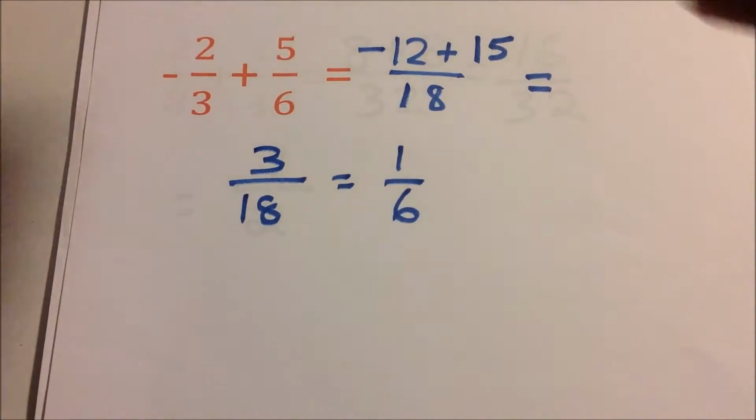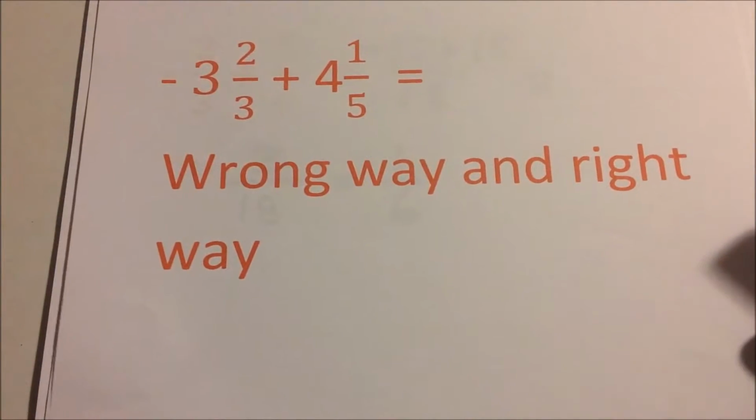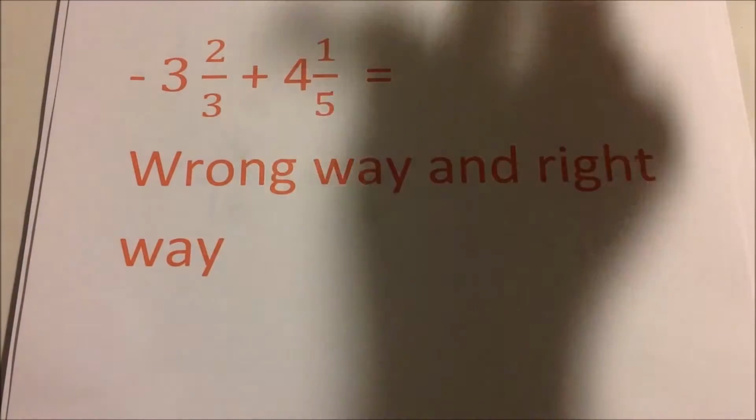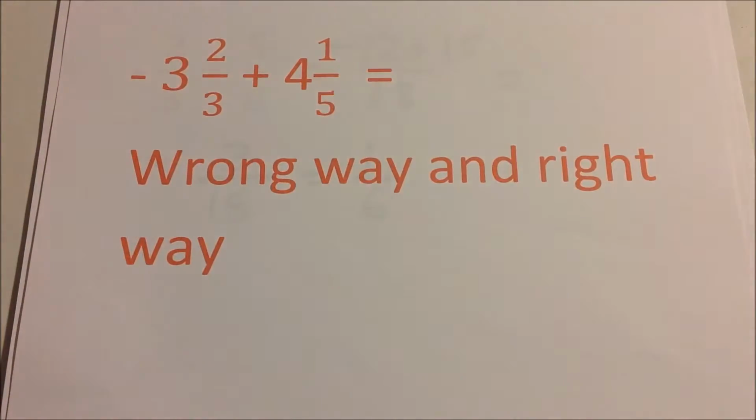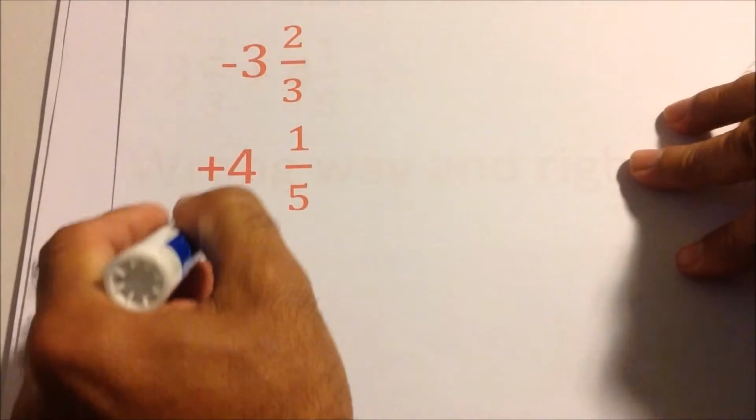So let's say we had something like this. Let's do the wrong way first. And the wrong way is the common error a lot of people make. And we can also do this two different ways, just like we did before. So here's what we have. We have a negative 3 2/3 plus 4 1/5. Put the line over it.